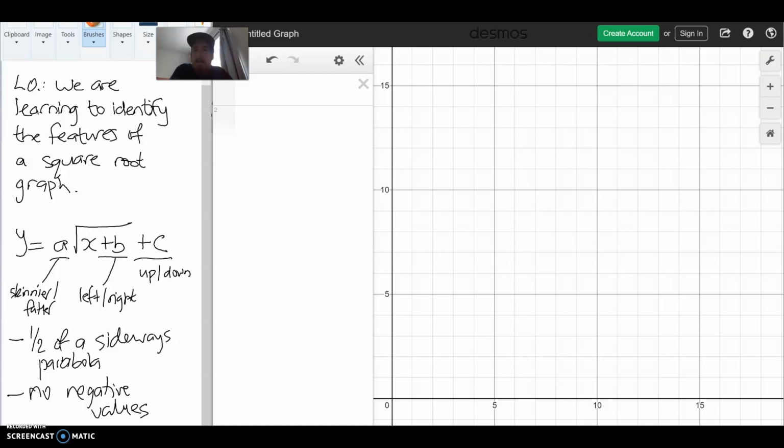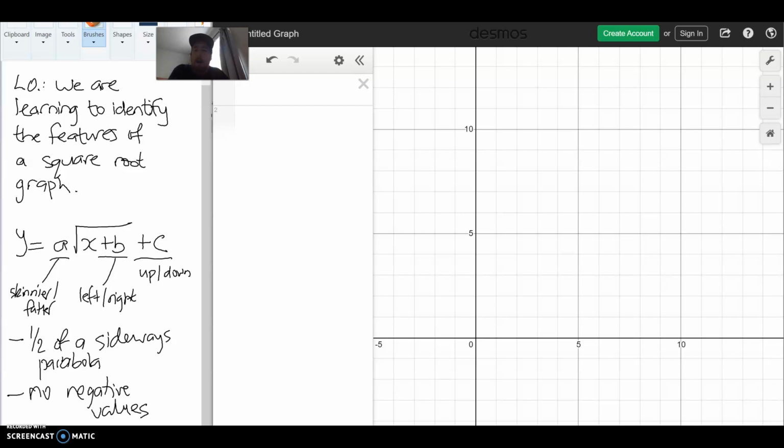And very similar themes to our other graphs. The a is going to make it skinnier or fatter, and I'll show how that one is slightly different. The b is going to move it left or right, and the c is going to move it up or down. And I've got some other notes that I wanted to emphasize, and I'll connect them to the graphs that we're just about to draw.